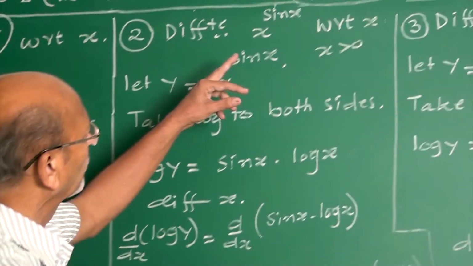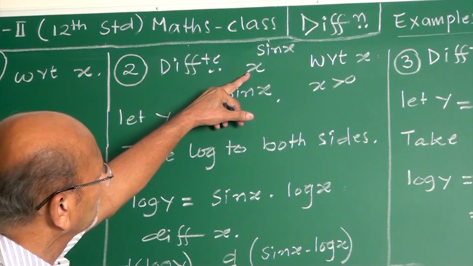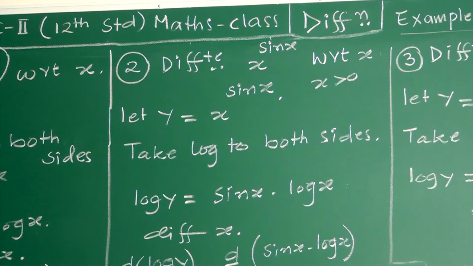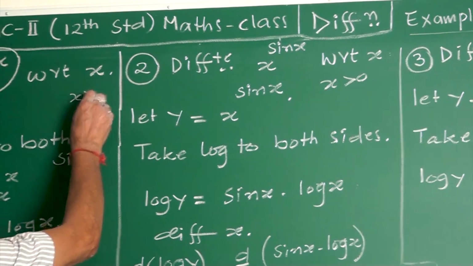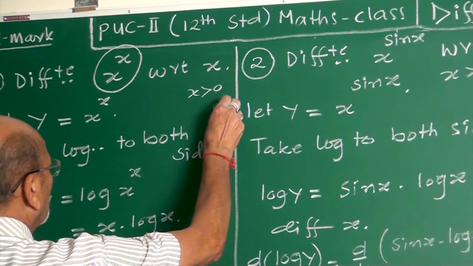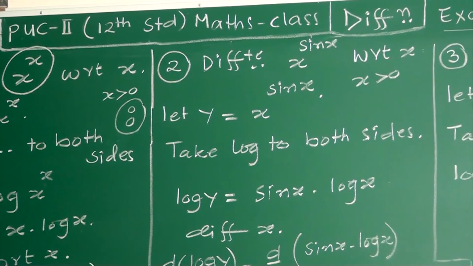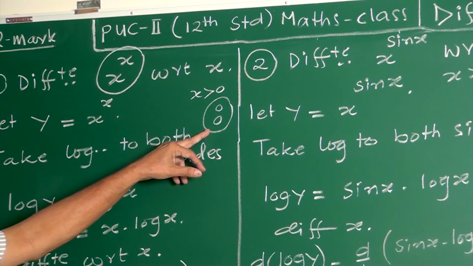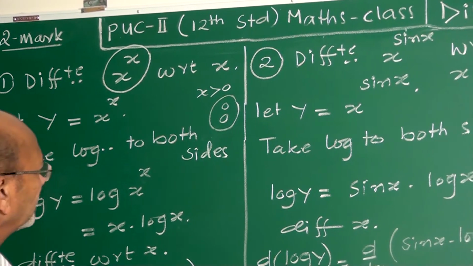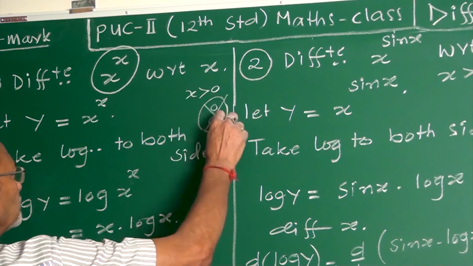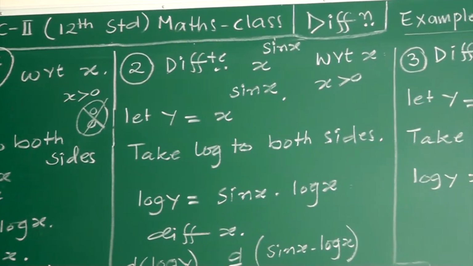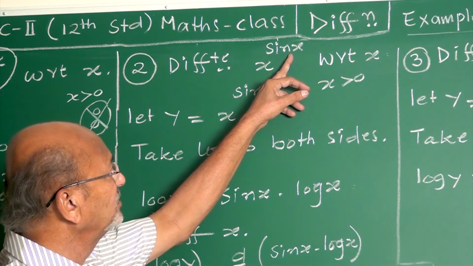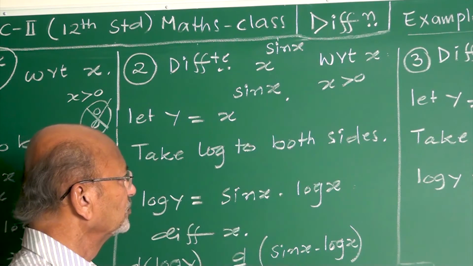Same, here is one more: x to the power sin x with respect to x, where x is positive. Also, my friends, x is positive to avoid what? 0 to the power 0 is undefined. If x is 0, it becomes 0 to the power 0, which is an indeterminate form. To avoid it, x should be positive. Here also, if x is 0, sin 0 is 0. To avoid this, x is positive.